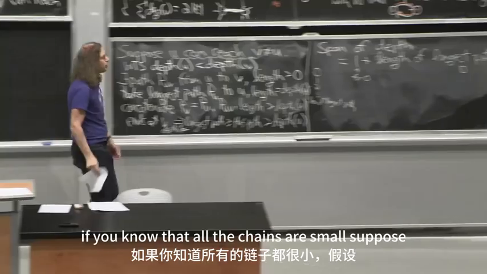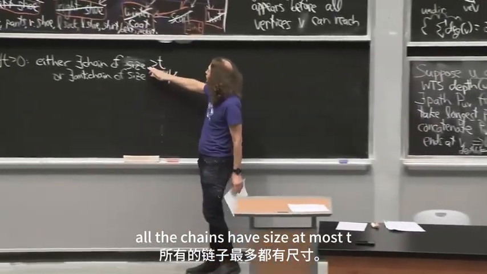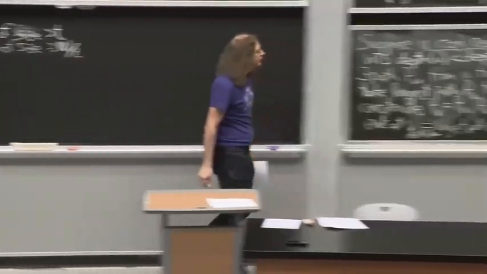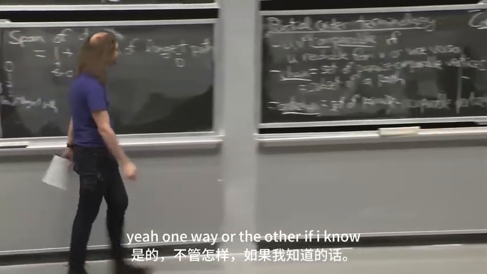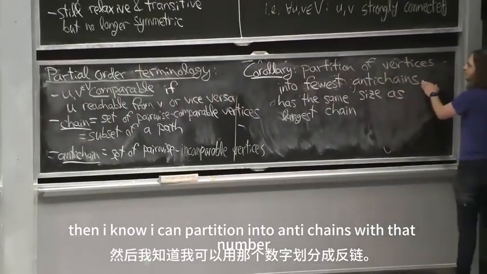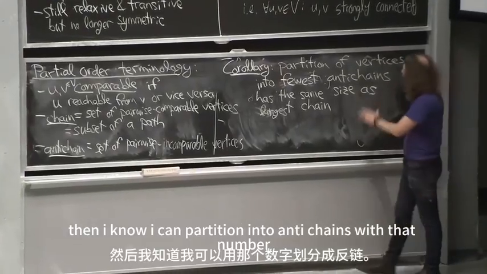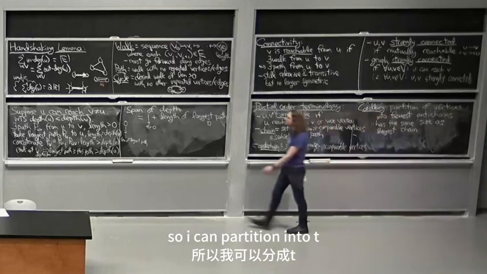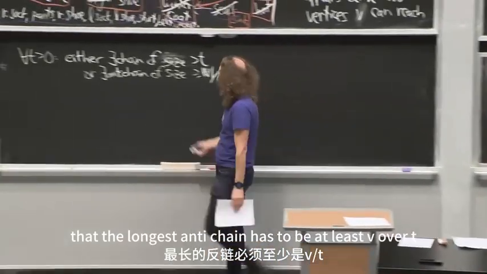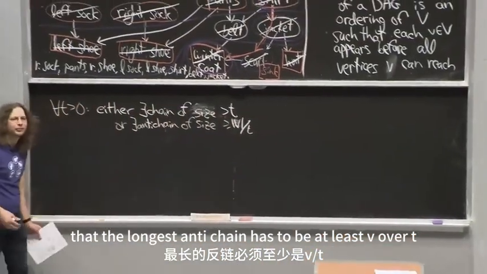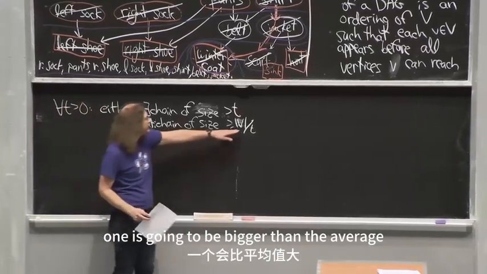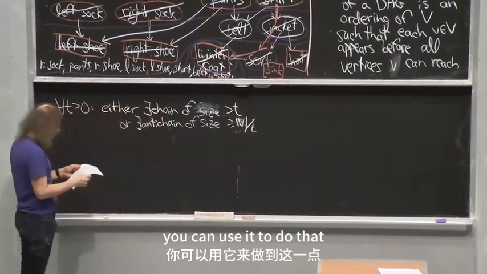If you know that all the chains are small, suppose all the chains have size at most t, then I know I can partition into antichains with that number. So I can partition into t antichains if all the chains have length at most t. And that means that the largest antichain has to be at least v over t, because all the vertices get covered by the partition. And so the biggest one is going to be bigger than the average. So you can use it to do that.